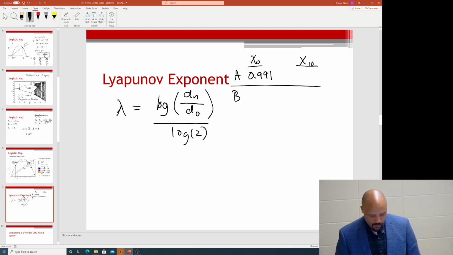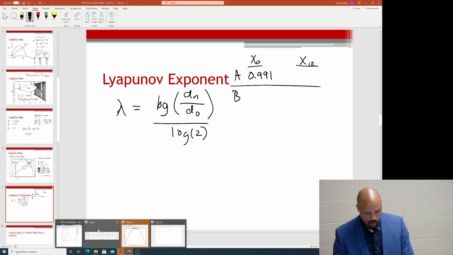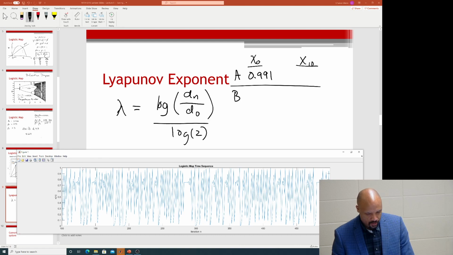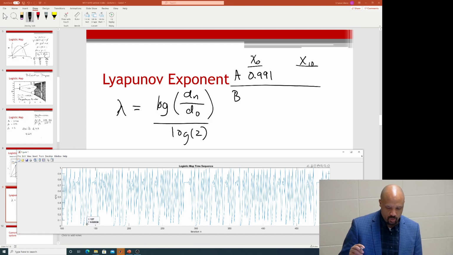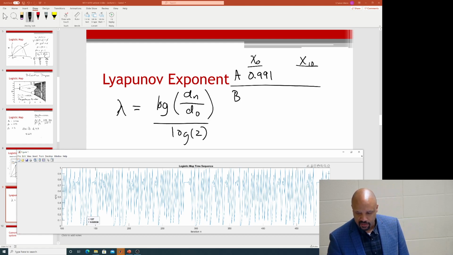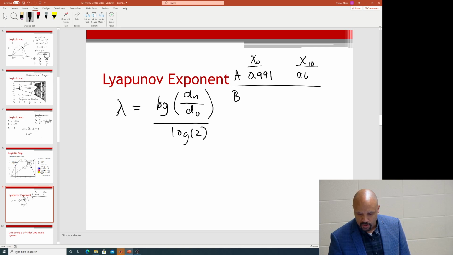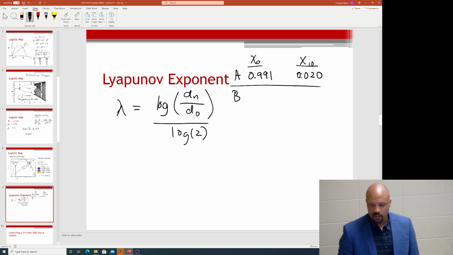All right, so if I go back here again, I was right here, and this is 127. So if I go to point 137, oh, that's 36. So this is 137. So it's 0.020. Okay, so this is 0.020. All right, that's where that point ends up.